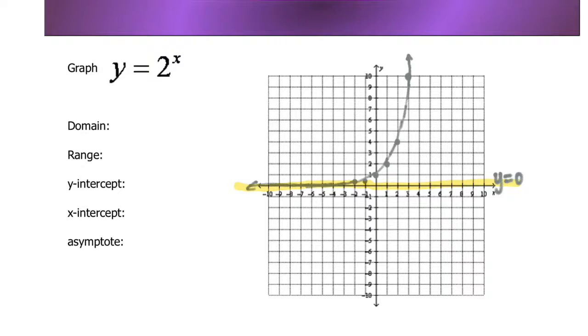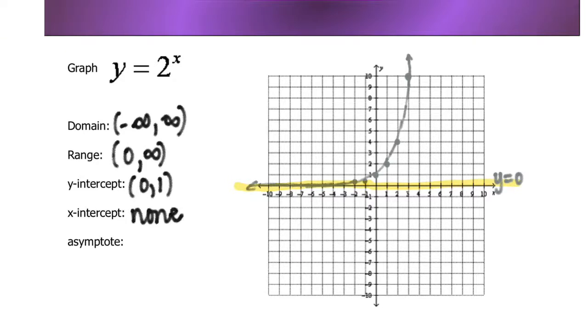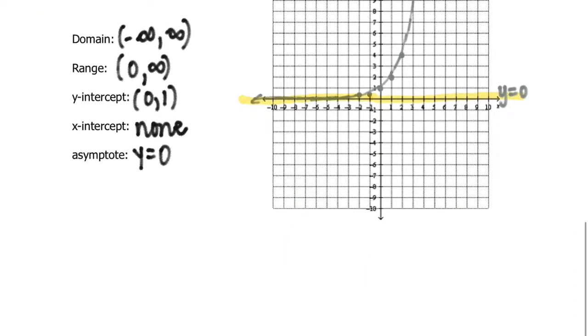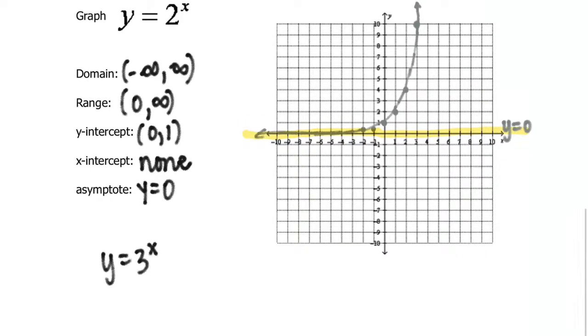exponential functions. The domain is -infinity to +infinity. Our range is 0 to infinity. Y-intercept is 0, 1. Our x-intercept does not exist for our parent function, and the asymptote is y equals 0. If you can keep up with me and you can graph that function that quickly, that's a great sign. Now, we've also graphed y equals 3 to the x. In practice, we might have graphed other bases, y equals 1/3 to the x.